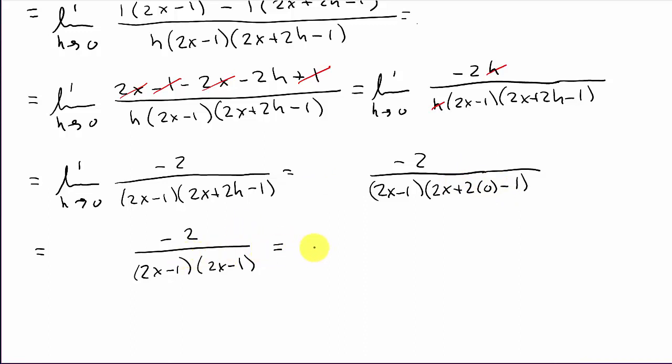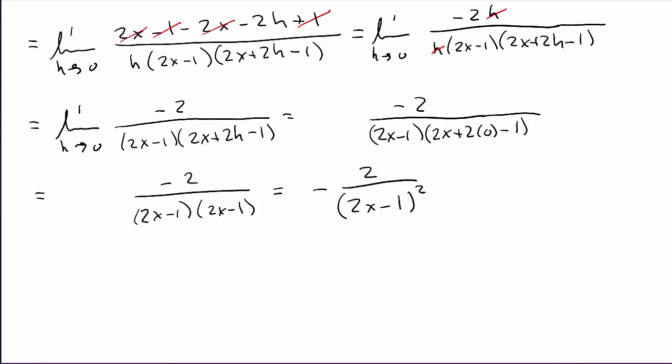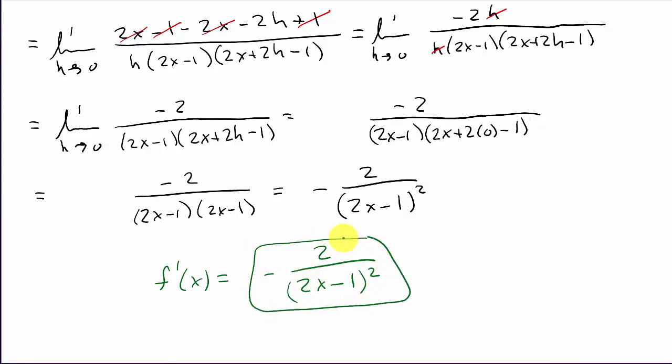Alright, and so now that's going to give us negative 2 over, I just put the negative out front, and 2x minus 1 times 2x minus 1 is just 2x minus 1 squared. And so we've got our derivative: f prime of x is equal to negative 2 over 2x minus 1 squared. And there's your derivative.